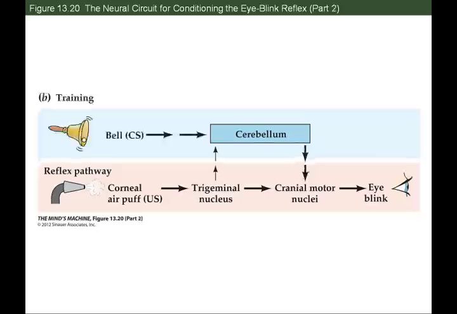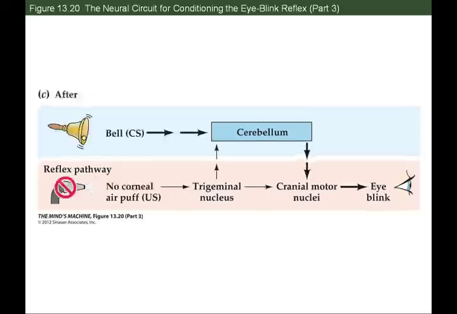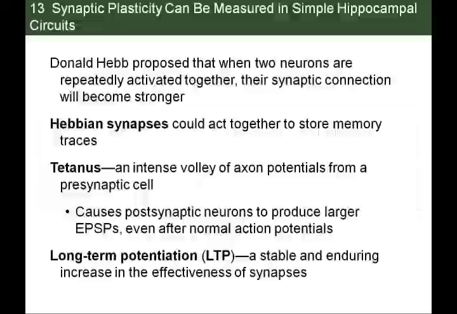If you keep having the sound of the tone also, then this information goes to the cerebellum. At the same time, the information about the air puff goes to the cerebellum. Then over time, with training, if you get rid of the air puff, the sound of the tone itself will restart that same circuit, leading to the eye blink. Does that make sense?